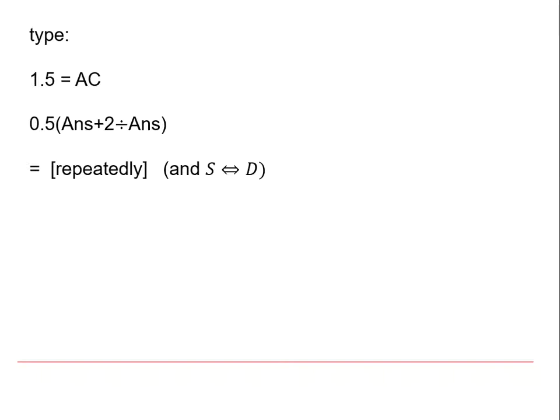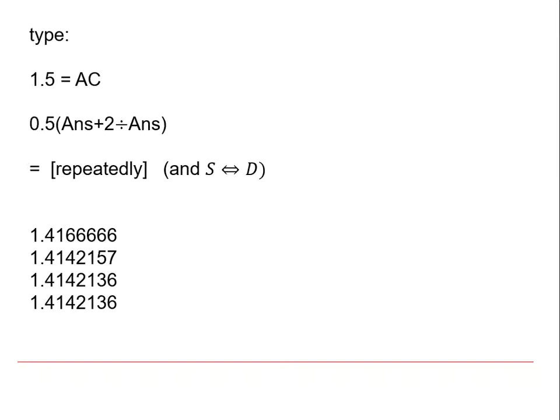So we then type in effectively the recurrence relation using Ans instead of x r minus 1. So if we type in that formula, then all we need to do is just press equals again and again, and you'll need to press the button that converts the answer into a decimal. So you might like to have a go at that. Pause the video and have a go at that now, and you should get these values. So 1.414213, that is accurate to 7 decimal places.